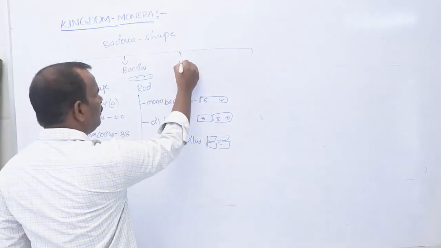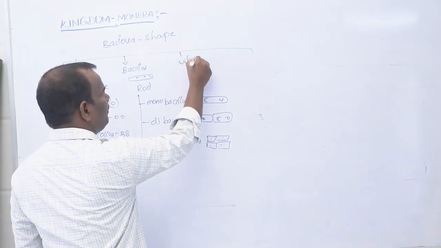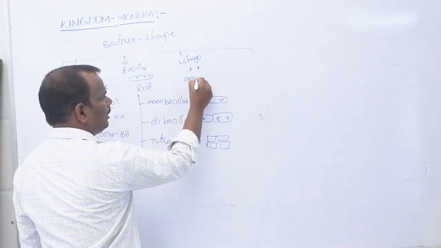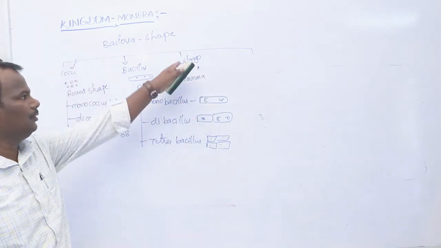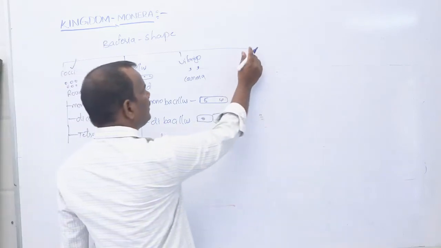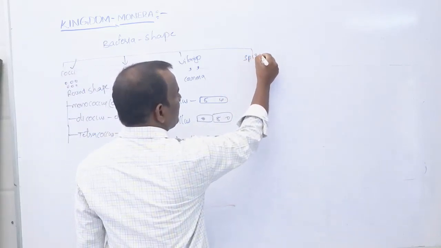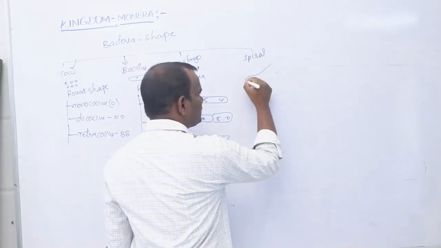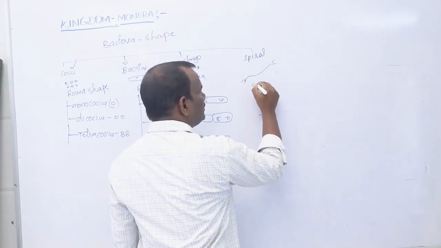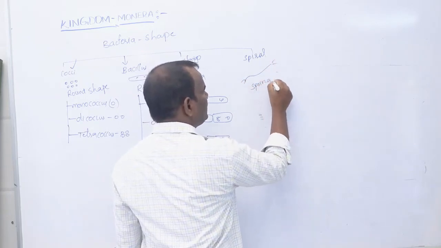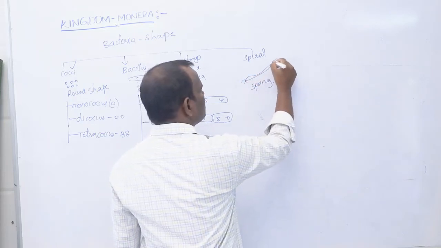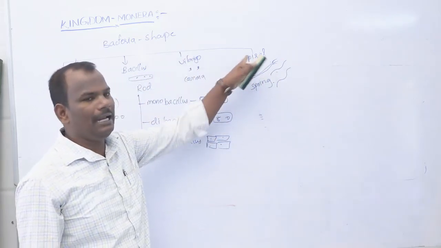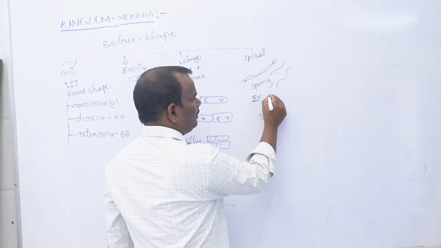Next another one is the vibrio bacteria, comma shaped bacteria. Next another one is the spiral bacteria. The spiral bacteria look like a spring shape. This type of bacteria is called spiral bacteria. Example, spirillum.